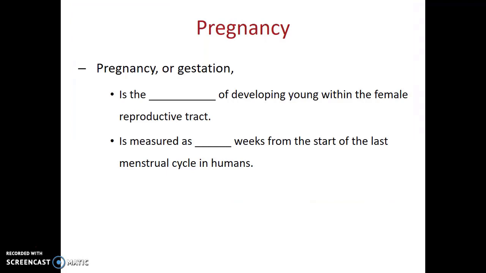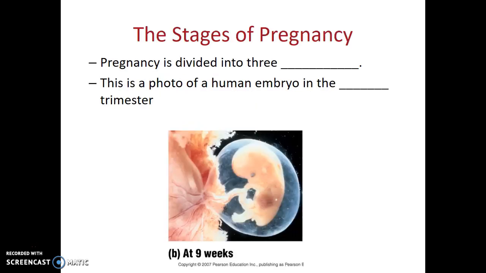Pregnancy, or gestation, is the carrying of developing young within the female's reproductive tract. In humans, it is measured as 40 weeks from the start of the last menstrual cycle. So it's not 40 weeks from implantation or 40 weeks from fertilization. It is 40 weeks from the start of the last menstrual cycle. Pregnancy is divided into 3 trimesters.